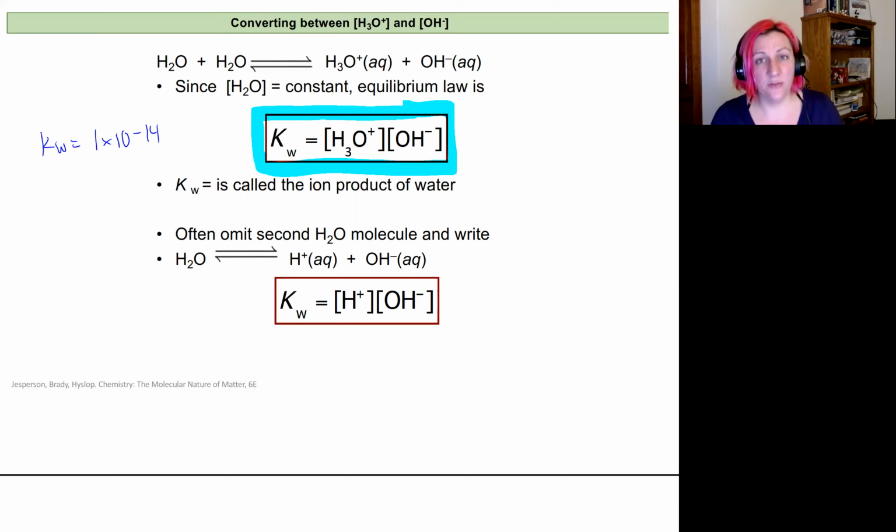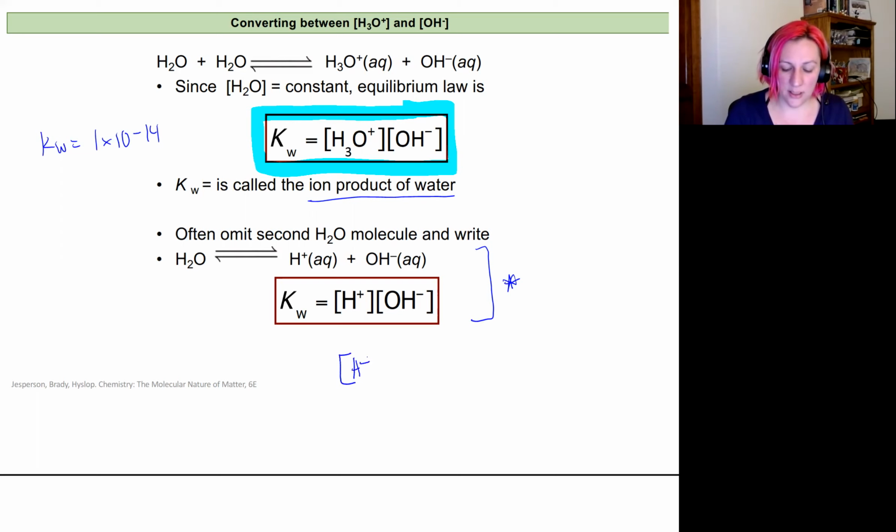This Kw value is an equilibrium constant. It's also called the ion product of water. I don't know, I just call it Kw. You might also see it written in some textbooks omitting the hydronium ion and using the proton expression instead. And when you do it, it's the exact same thing. Remember, the H plus ion concentration is exactly the same as H3O plus.